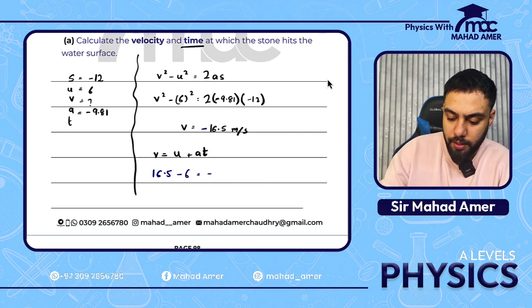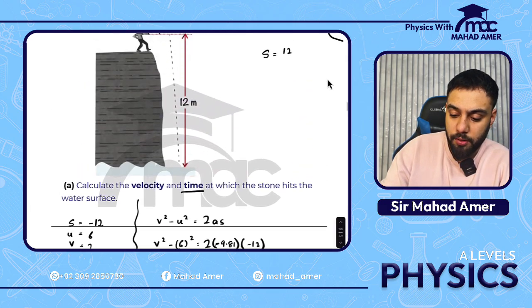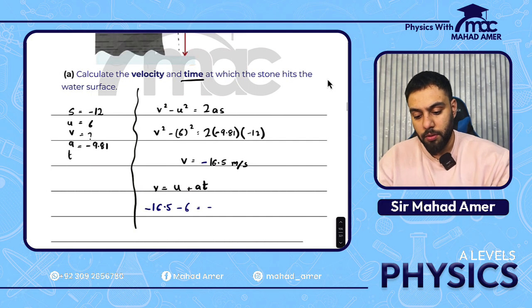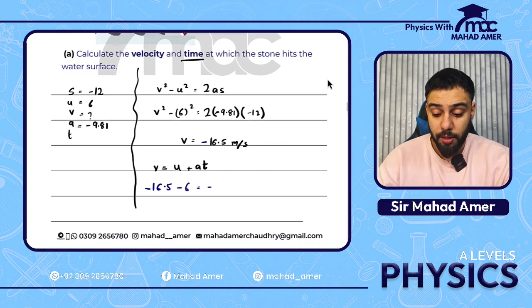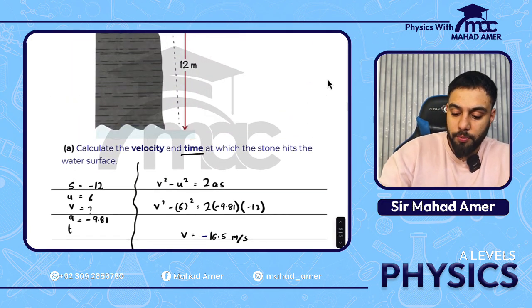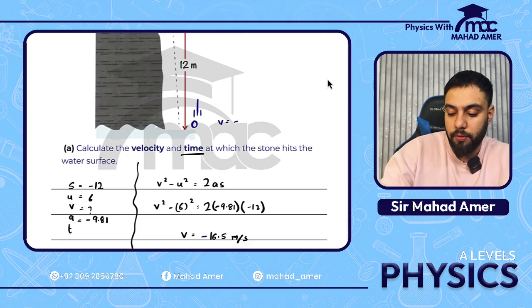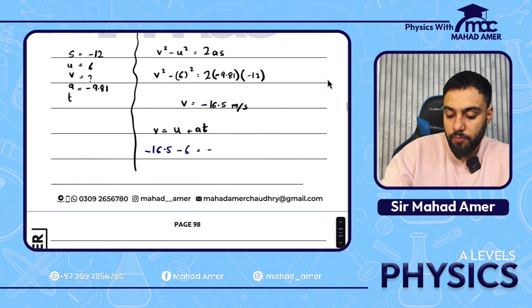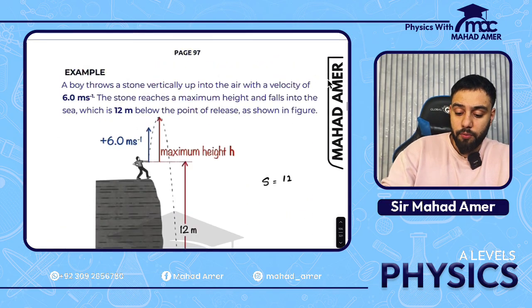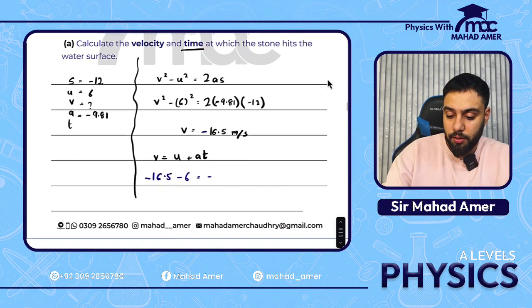Final velocity would be negative in this case because the object is going down. So the velocity value is going to be negative. Because the object was hitting the ground going downwards, v will be negative 16.5. Since I took the upward direction as positive, downward must be taken to be negative.